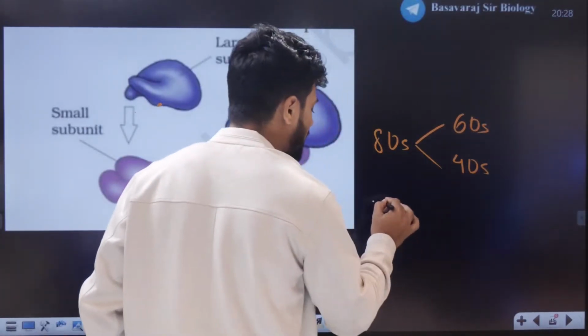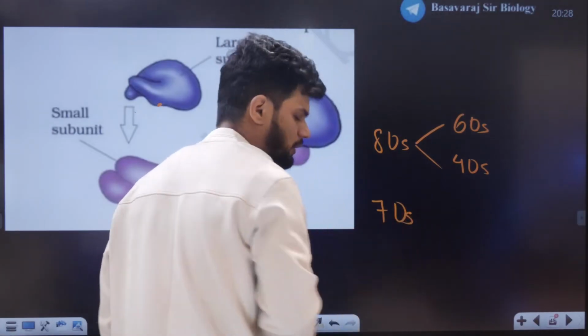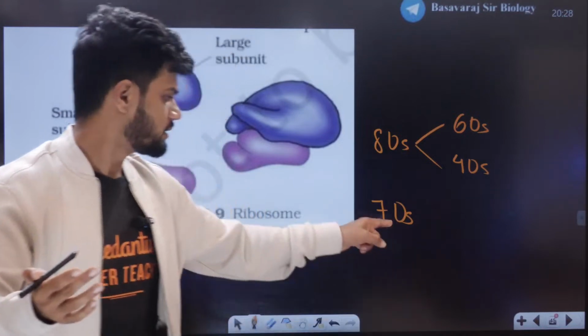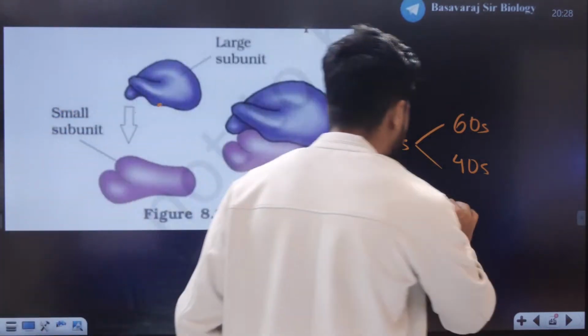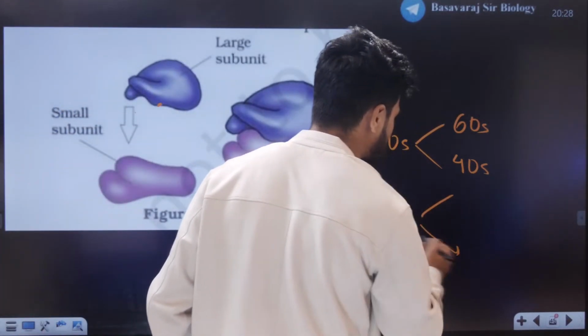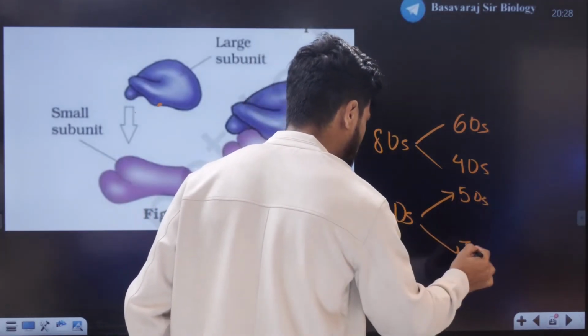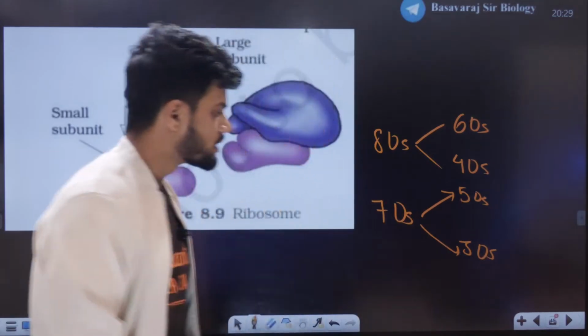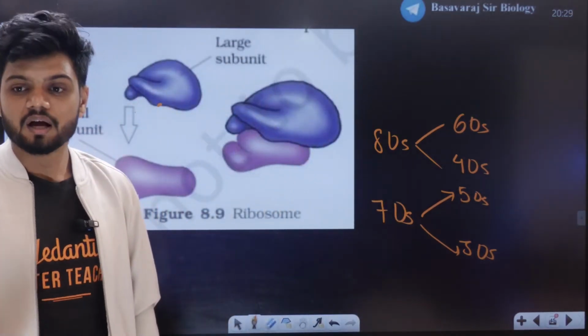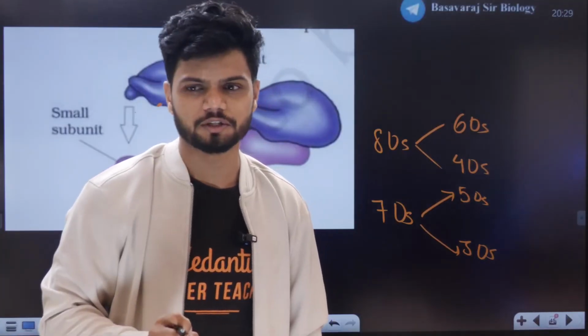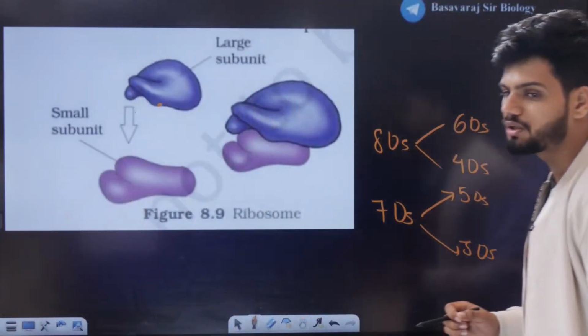In the case of prokaryotes, or mitochondria and chloroplast, there is the 70S ribosome. The 70S ribosome has a smaller and a larger subunit. The larger is 50S and the smaller subunit is 30S. Now what is S here? S is called the Svedberg unit, also called the sedimentation coefficient.